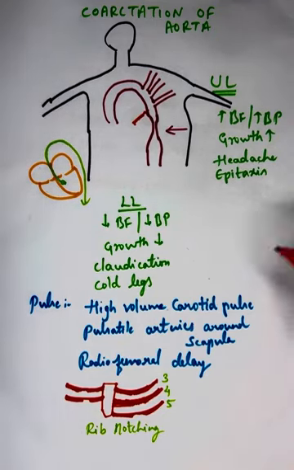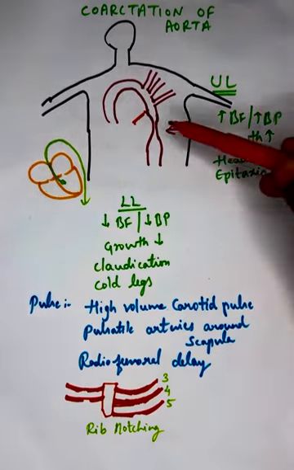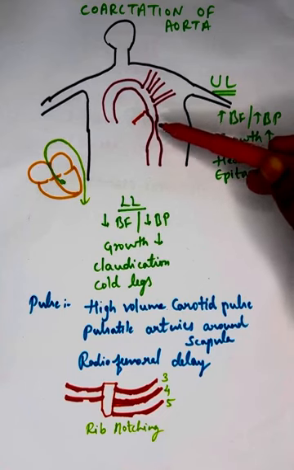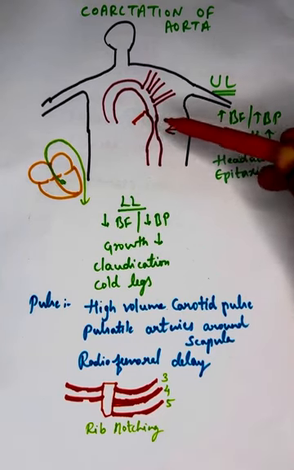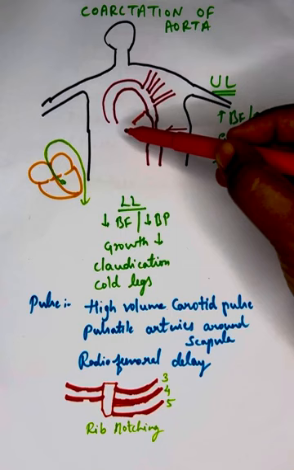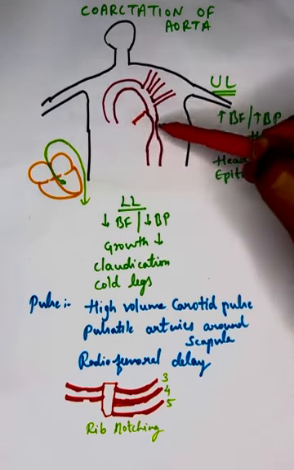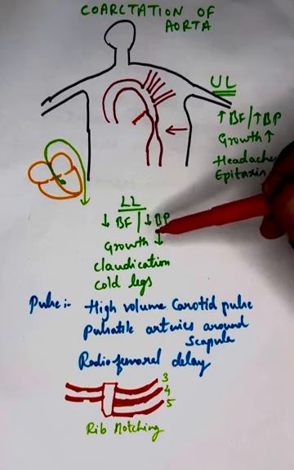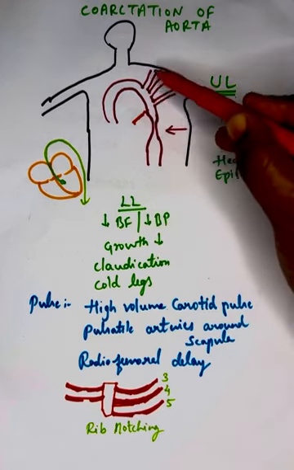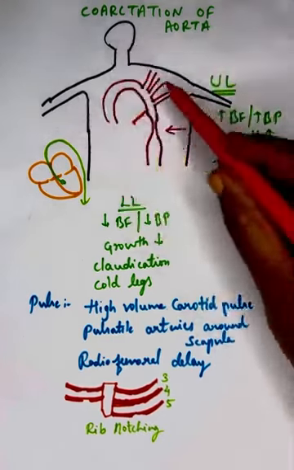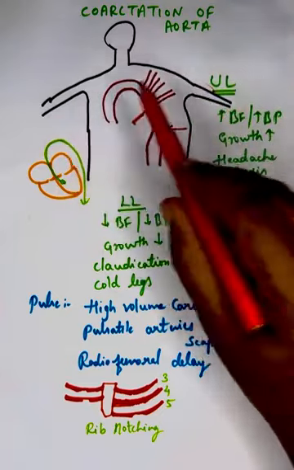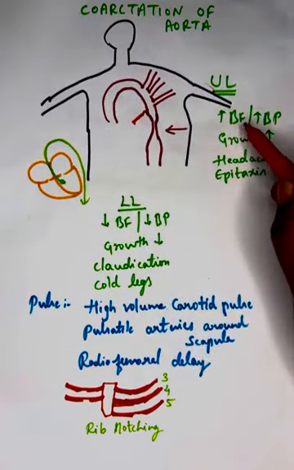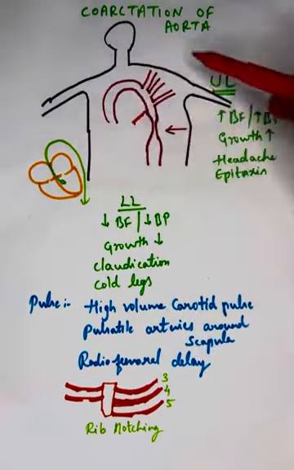Now what are the signs and symptoms in patients with coarctation of aorta? Imagine this is the narrowing of a blood vessel, which is called coarctation of aorta. The blood coming from the heart via the aorta is not able to pass through the thoracic or abdominal aorta. So there is more blood flow via these branches to the head, neck and upper limbs. The blood flow to the upper limb is more, so blood pressure is very high in the upper extremity.